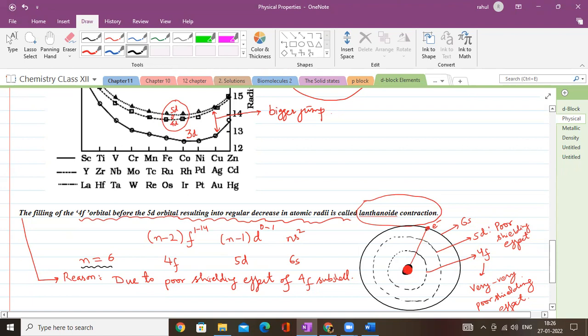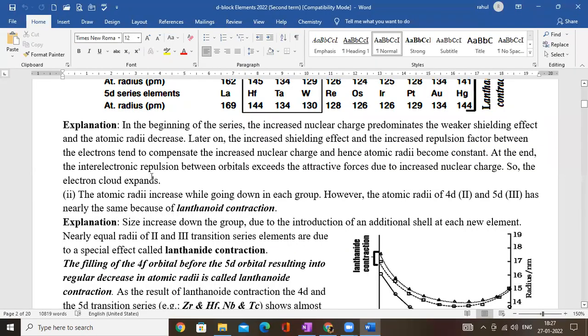So the last 6s electron is pulled very strongly toward the nucleus, so atomic and ionic radii decrease. This is exactly what lanthanide contraction is: the filling up of the 4f orbital before the 5d, resulting in the decrease in atomic radii and ionic radii, is called lanthanide contraction. And the reason is very simple: it is due to the poor shielding effect of the 4f subshell, or even 4f and 5d both. That's called lanthanide contraction. So the atomic and ionic radii decrease down the group.